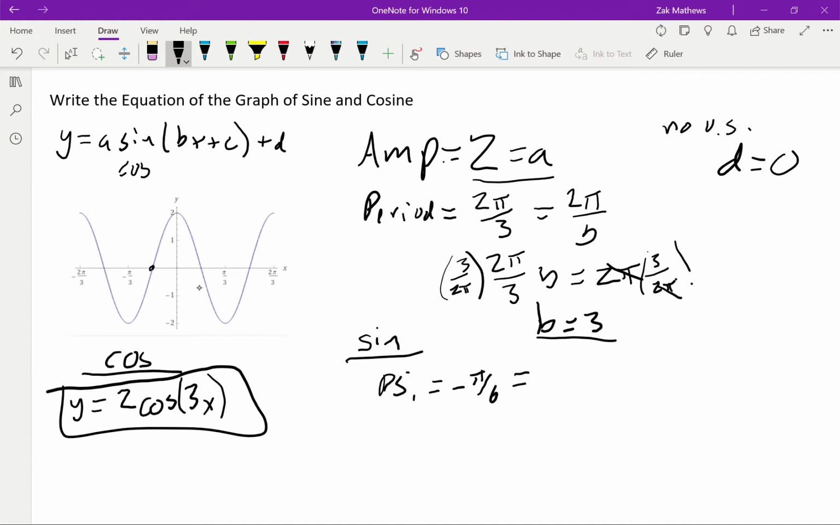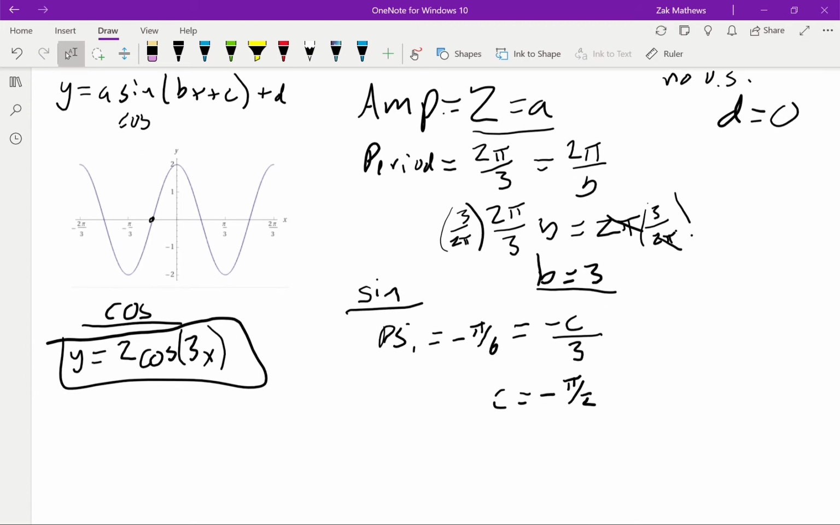I know that the phase shift is negative c over b, or remember, some books will call this c the opposite of c, and so you don't have to bring the negative in here, you do it when you put it in the equation. Anyway, which way? We need to make sure it's the opposite sign of the direction we went, so when we bring it into our equation, it's going to be a plus. So I need to solve this for c. I'm going to multiply the negative 3 to the other side, so c would be equal to negative pi over 2. And so now we can write the equation of the sine graph.